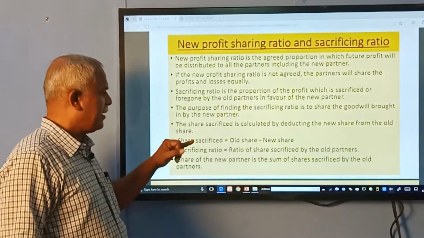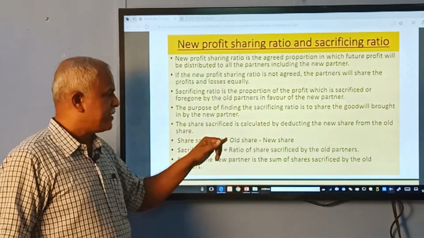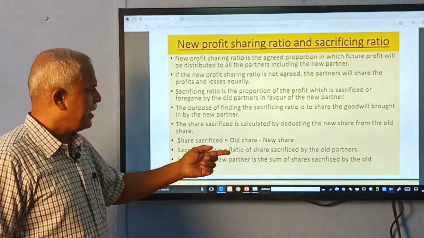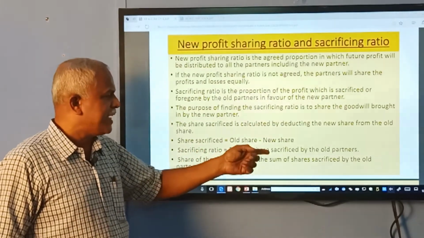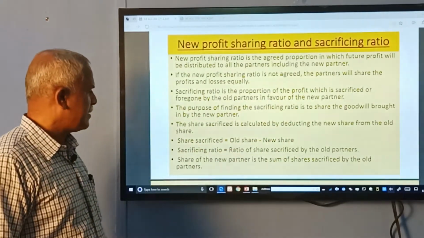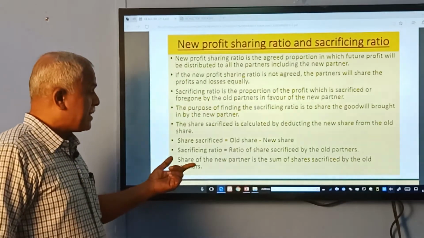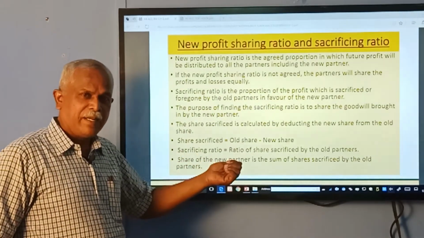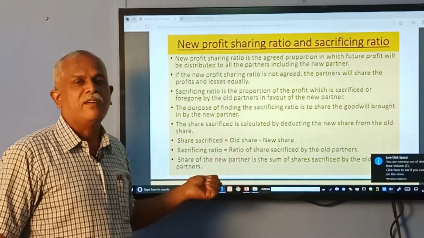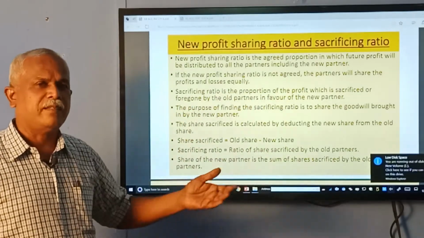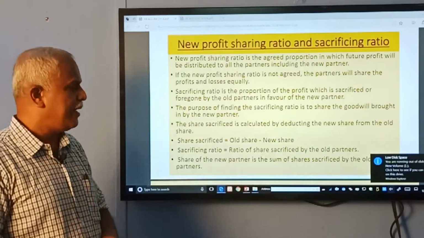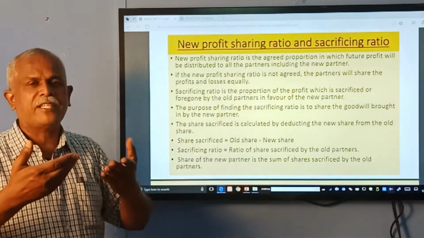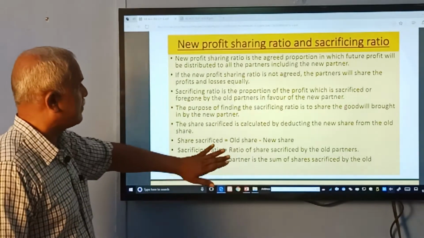So, how is it calculated? Share sacrificed is nothing but old share minus new share, or you can say the ratio of share sacrificed by the old partners. The share of the new partner is nothing but the total sacrifice of existing partners. So, either way it is understood that what the new partner gets is nothing but the sacrifice made by the old partners.